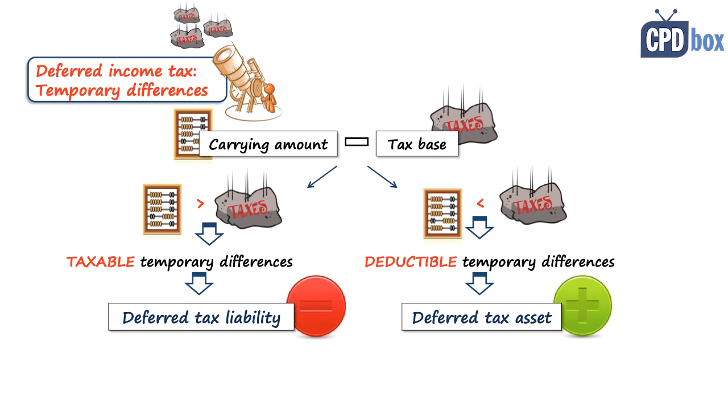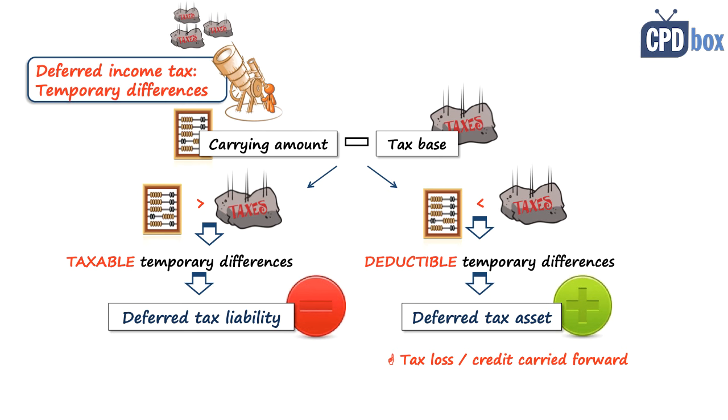Now, let me add that there could be one more circumstance giving rise to a deferred tax asset. When you have unused tax losses or tax credits that could be carried forward, then the deferred tax asset might be recognized to the extent that it is probable that future taxable profit will be available against which the unused tax losses and unused tax credits can be utilized, right?